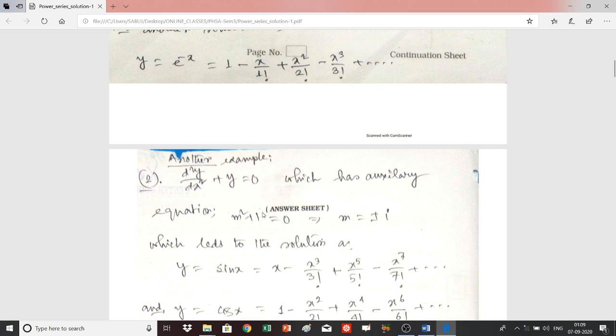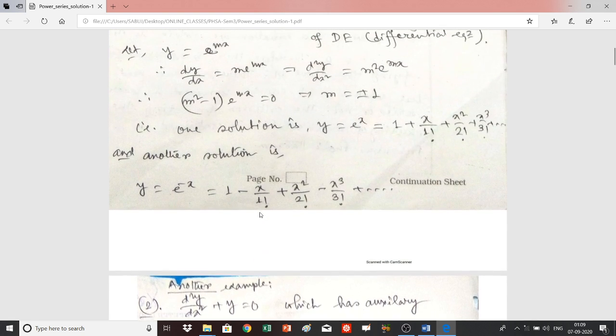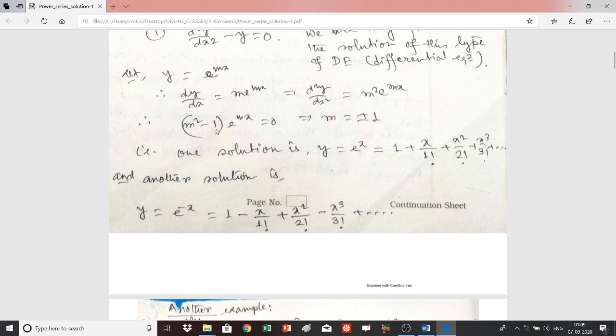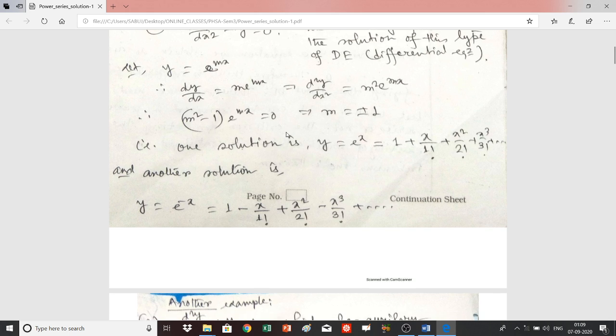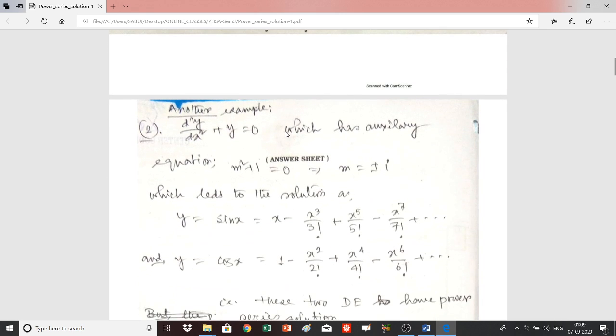Remember that this equation, and in the previous case the equation m square minus 1 is equal to 0, is actually called the auxiliary equation. Now solving this auxiliary equation, we have two values of m, one is plus i and the other is minus i. And then the solution of this equation becomes y is equal to sin x, that is equal to x minus x cubed by 3 factorial plus x to the 5 by 5 factorial minus x to the 7 by 7 factorial, and so on.